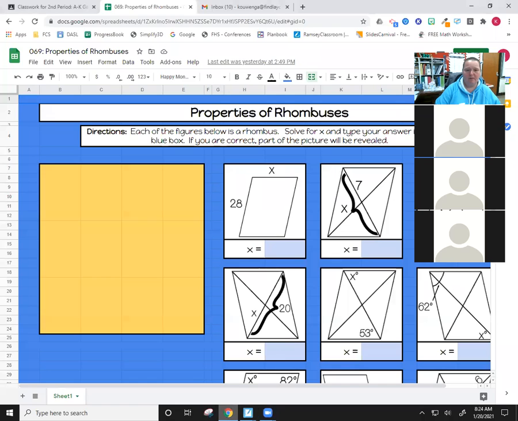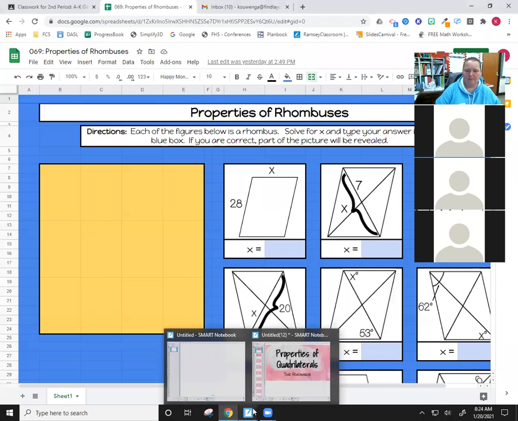Okay, so I'm going to pull up my notes here. All right, so we're going to talk about rhombuses today. Some people call them rhombuses, like plurals, rhombuses. Some people say rhombi. Either way is okay. But we're going to talk about rhombuses today.